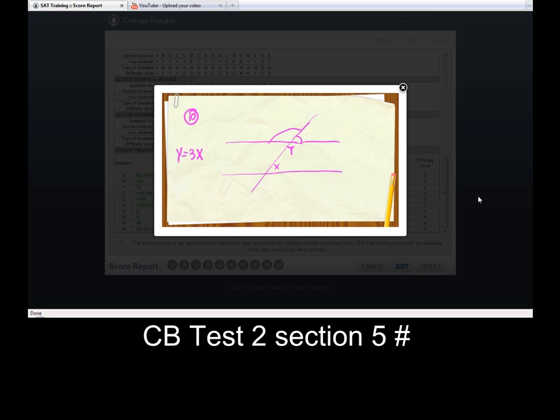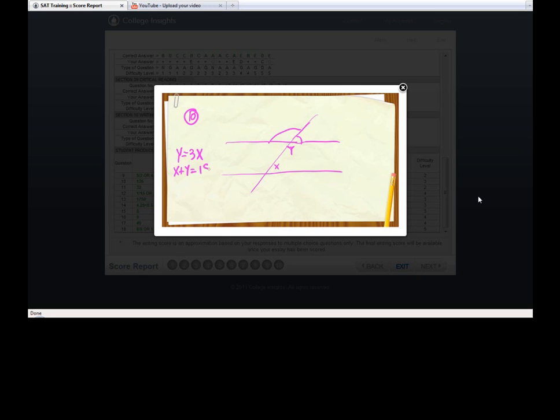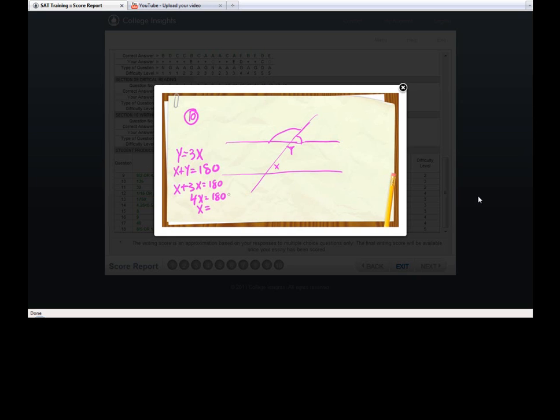And we're also told that y equals 3x. So, because we know x plus y equals 180, what we can do is, for the y, we can sub in 3x. So x plus 3x equals 180, which means that 4x equals 180, and x equals 45.